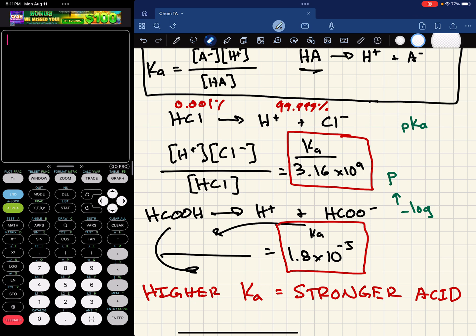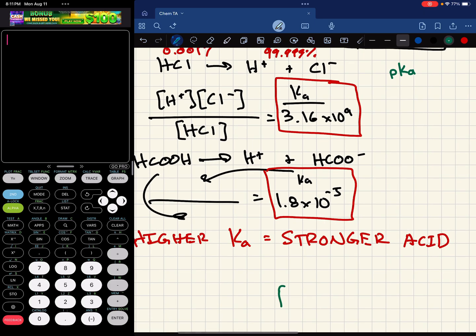I'll show you how to calculate it, so don't worry. Basically, what we do here is kind of like pH. We have pH, which I'll talk about after this. You know what pH is? It's a range of 0 to 14 that tells us the strength, whether it's an acid or a base.